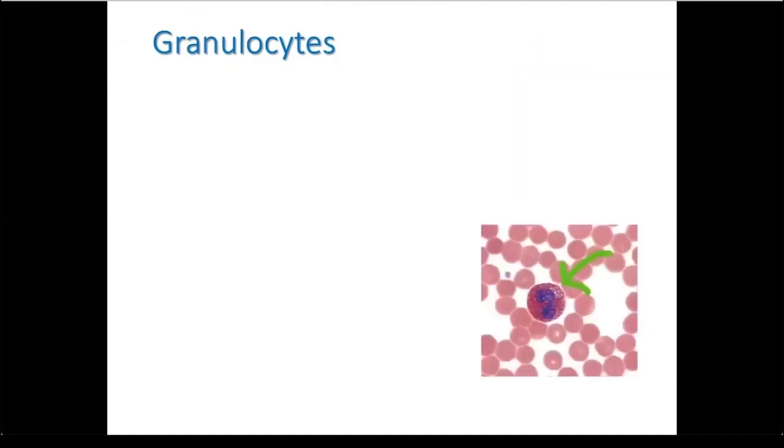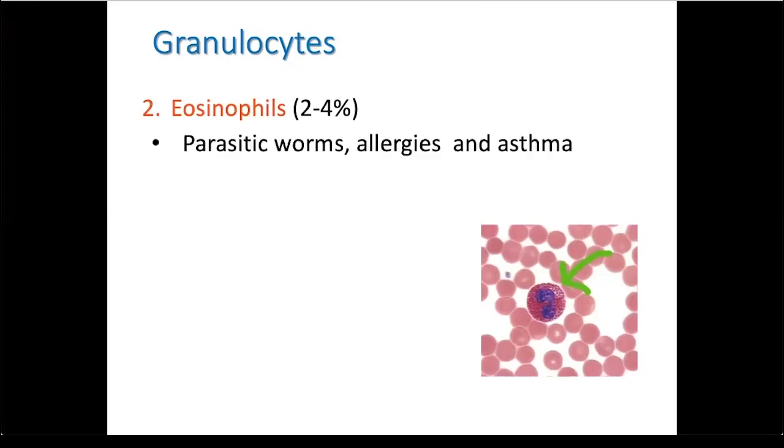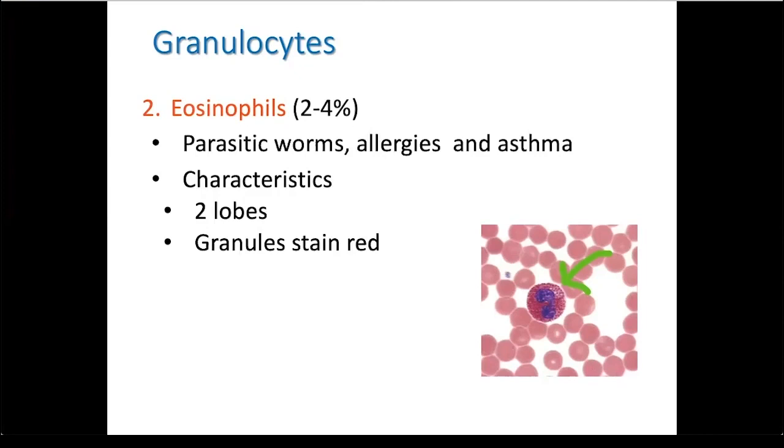A second type of granulocyte are the eosinophils that make up between 2 to 4% of the leukocytes. Their numbers are elevated during parasitic and worm infections, allergies, and asthma. Their nucleus contains 2 lobes, and the granules stain red. The granules contain digestive enzymes that they release onto the parasitic worms. This is the type of extracellular killing. The digestive enzymes then will break down the parasite.